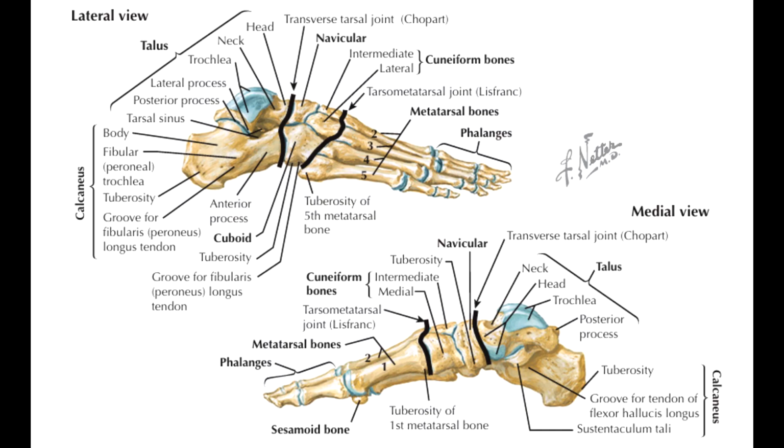Together, these bones form the foundation of the medial and lateral arches of the foot, balancing stability with flexibility and enabling the complex mechanics of gait. In the next part of our lecture, we will continue exploring the phalanges and sesamoid bones and link these anatomical details with their clinical implications.